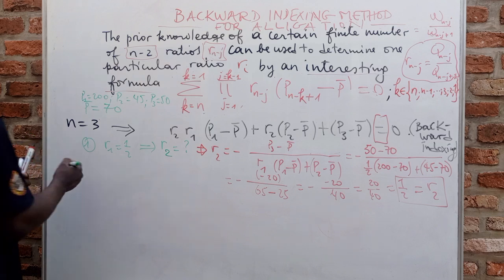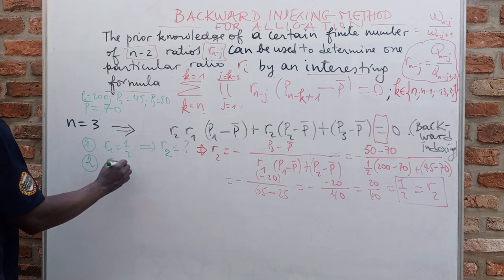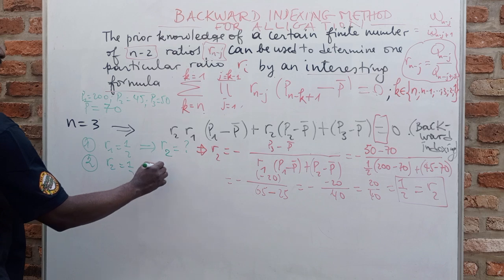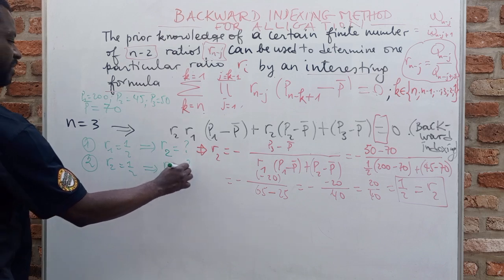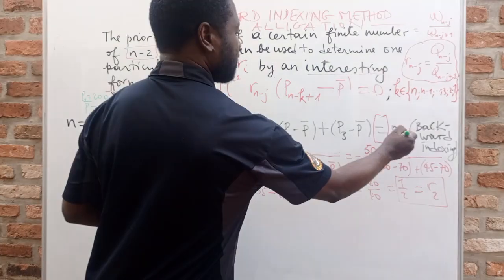So let us work another question. Suppose you have R2 equal to a half, and suppose you want to compute R1 using this identity, this formula.